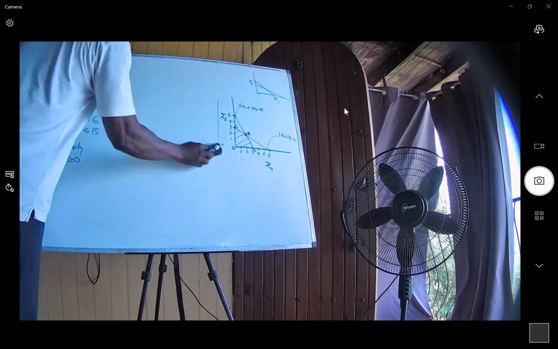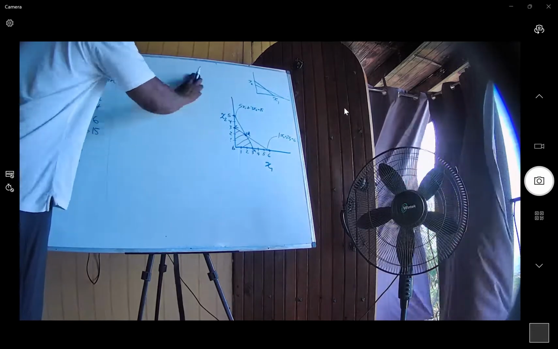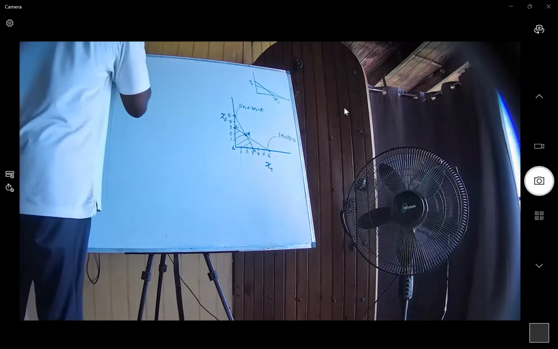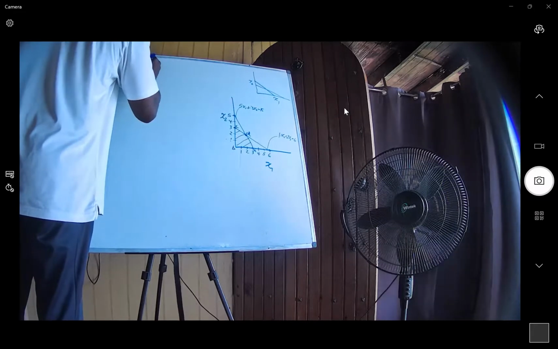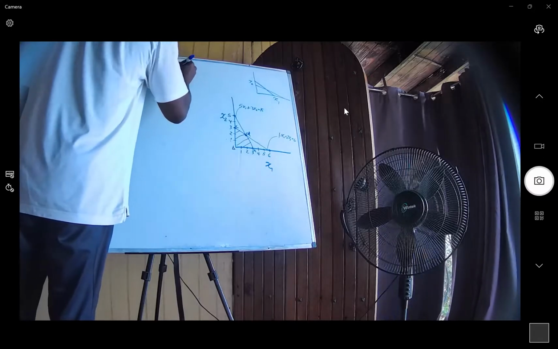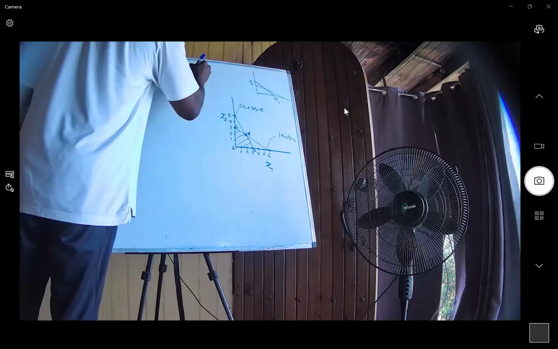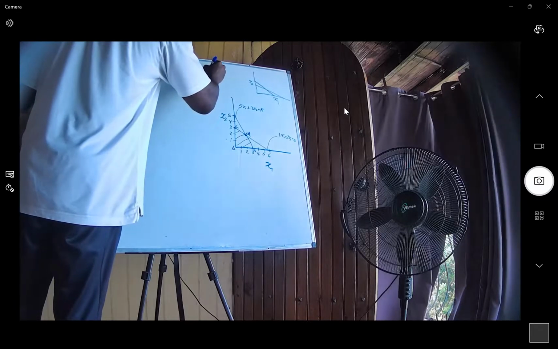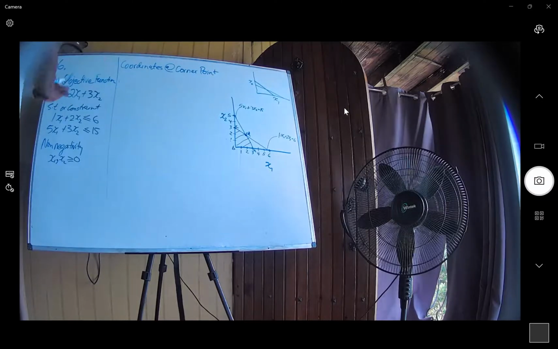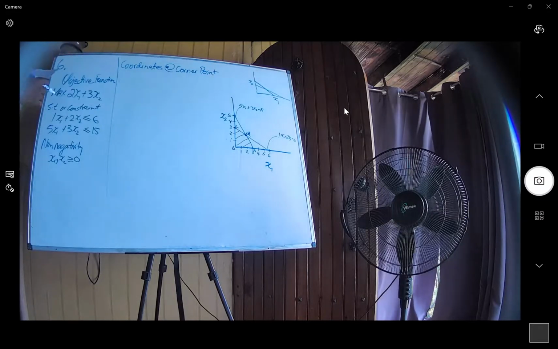Okay, so after the feasible region, we need to find the coordinates at the corner points, and you'll see why, because those are the points we're going to put back into our objective function. So you'll see everything coming through. This was the first problem, so don't stress or worry too much yet.